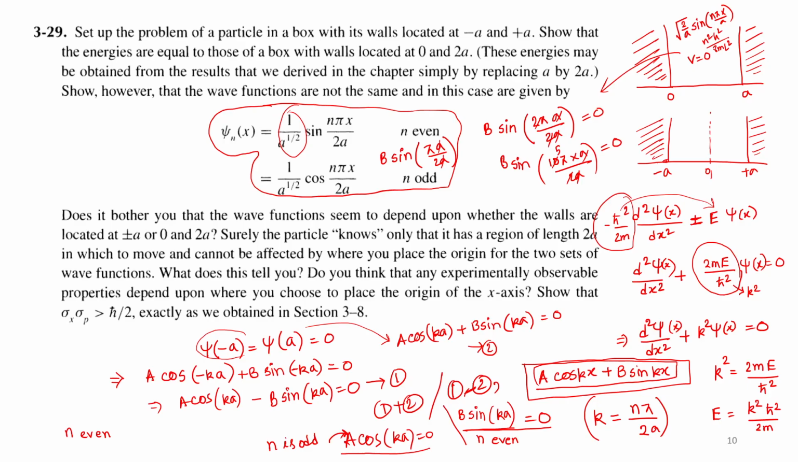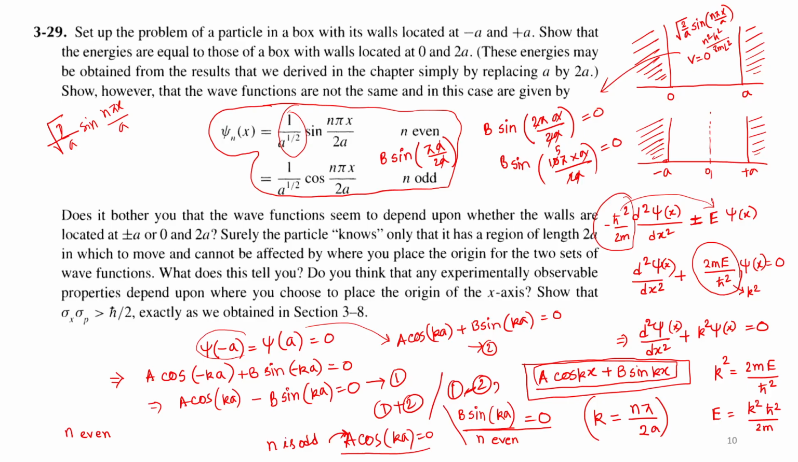So the takeaway message from this question is that when we take 0 to a, we used to get root 2 by a sine n pi x by a, and now you are getting this with a different form, but the main gist is that your wave function is still a sine function or a cosine function, which changes periodically, which changes the phase periodically.